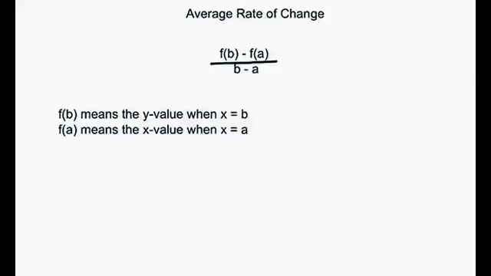Today's lesson is on average rate of change. Now remember, average rate of change is the same thing as slope. The formula for average rate of change is f(b) minus f(a) divided by b minus a. Now remember, slope is for linear functions. Average rate of change is for nonlinear.